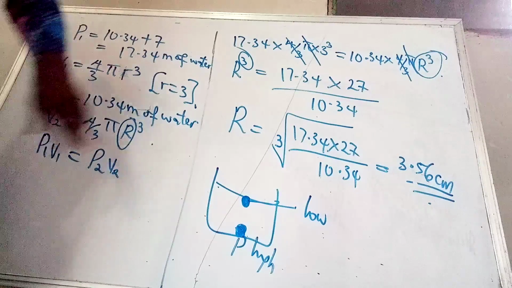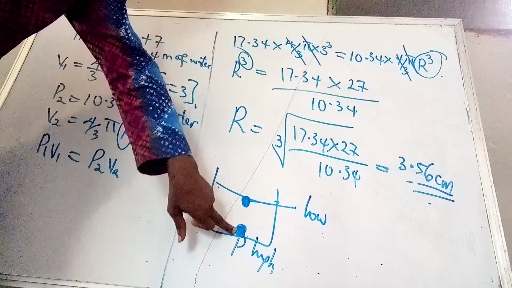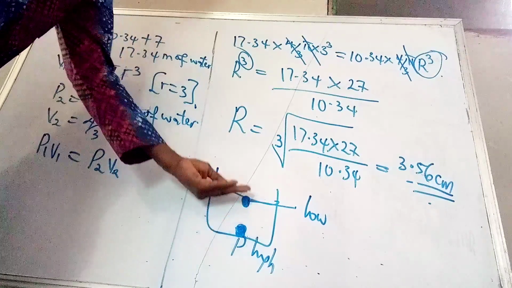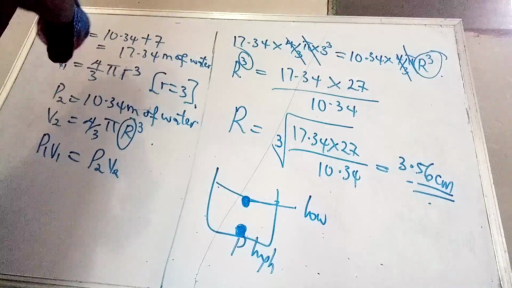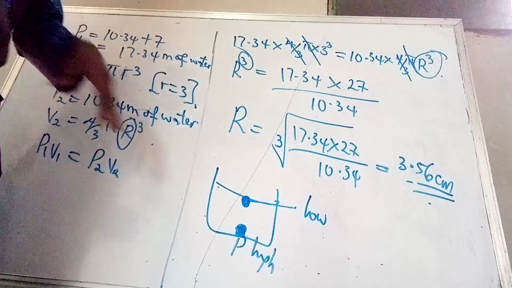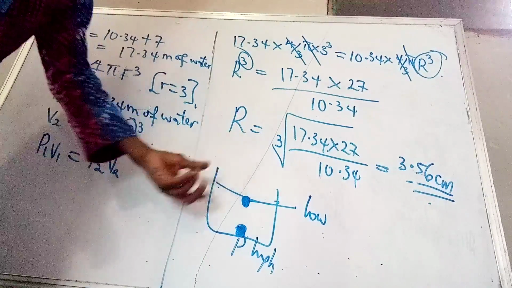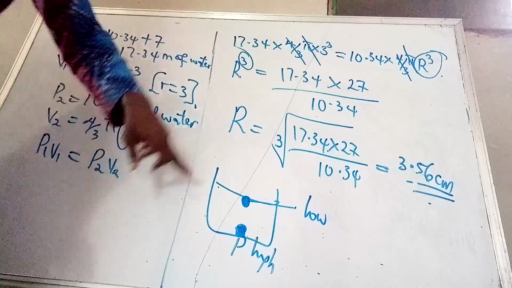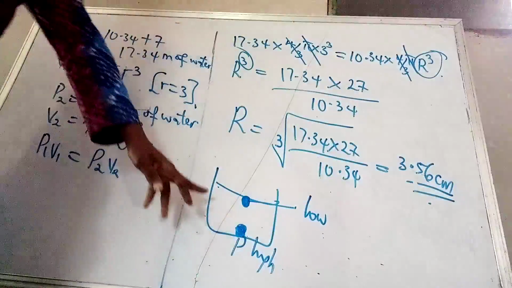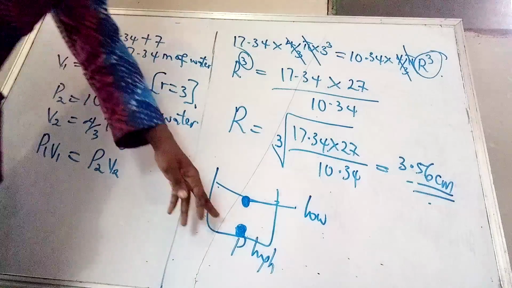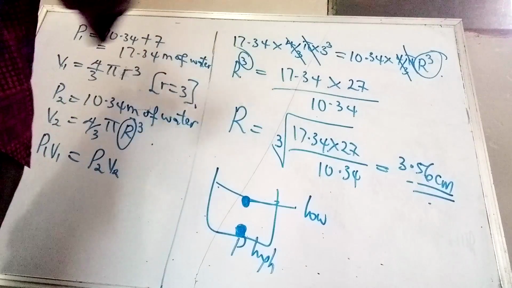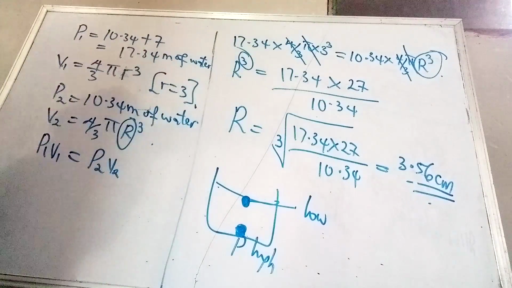So definitely, once the pressure here is higher than the pressure here, it means as the bubble is moving to the surface, it will be expanding. Why? Because the pressure exerted on it is decreasing as it moves up. So that is why the radius of the bubble at the surface is bigger than the radius of that same bubble at the bottom of the pool, when the whole weight of the water is acting on it.